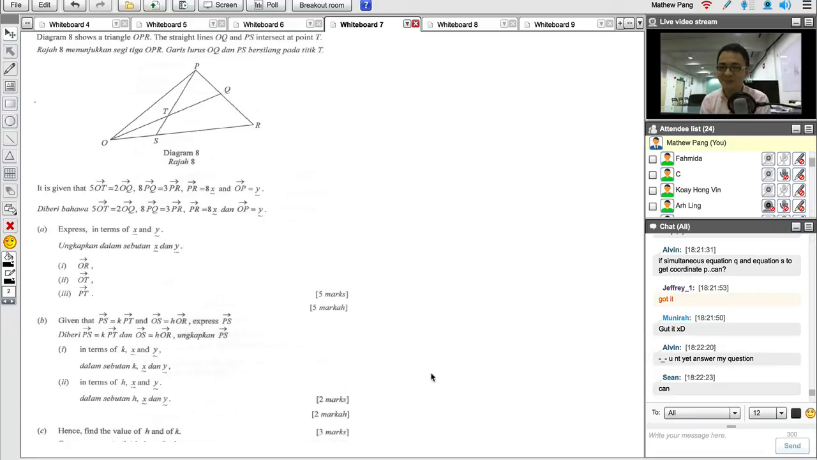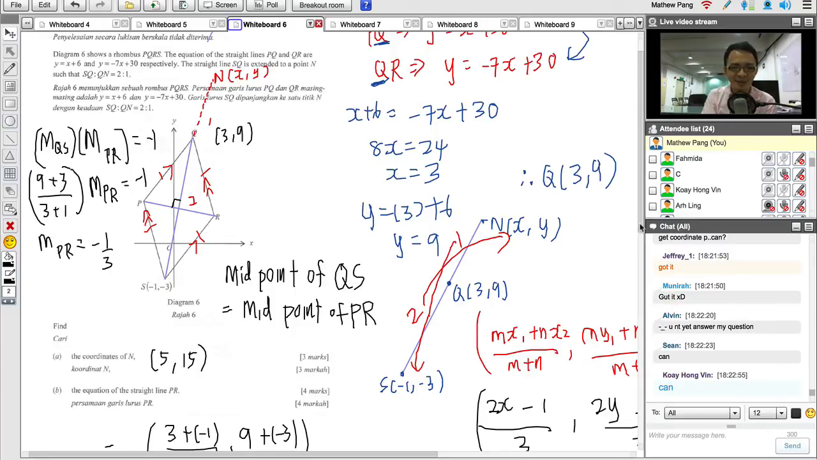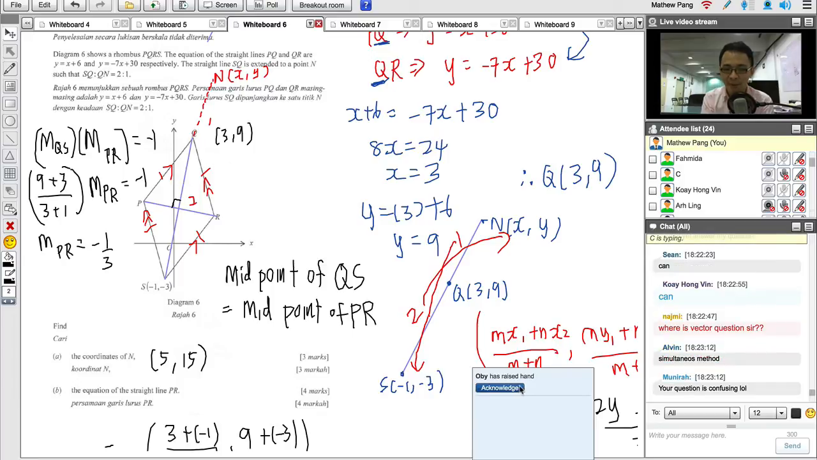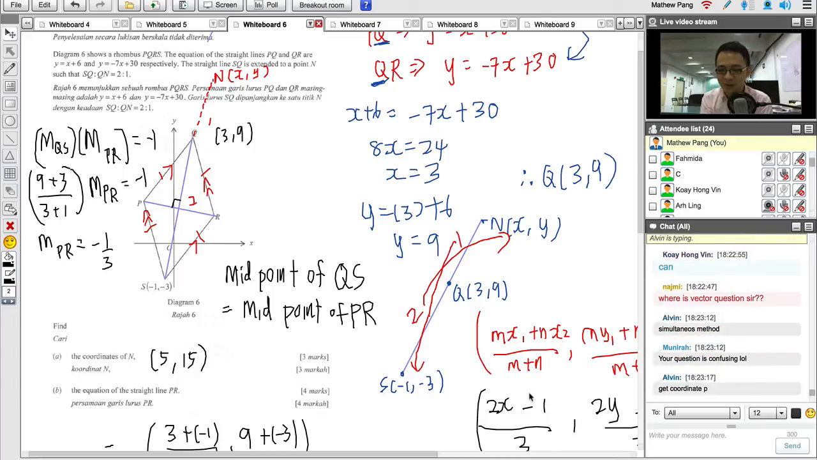If we solve the simultaneous equation Q and the equation S, what do we get, the coordinate P, can? I didn't get you, Alvin. Simultaneous equation Q. What is the simultaneous equation Q? You mean the equation QS? Or what? Wait, later I will show you the vector question after I solve the question for Alvin first. Yeah, Obi also got a question.